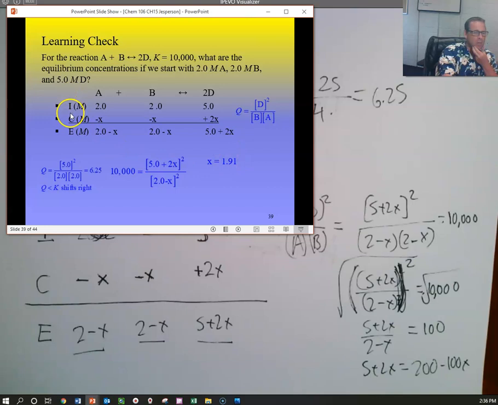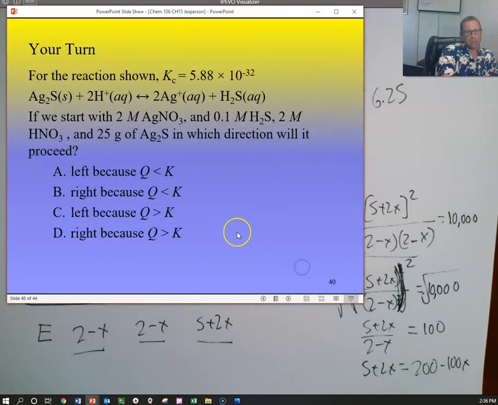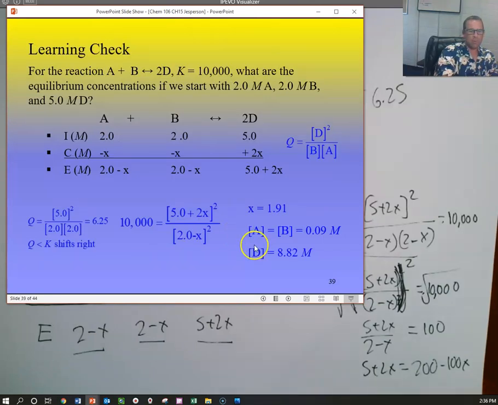That's right. Very good. So that's just our shift. And so the concentration of A and B would be solved by putting x into here. And the concentration of D would be solved by putting x into there. All right. So all of that is review.